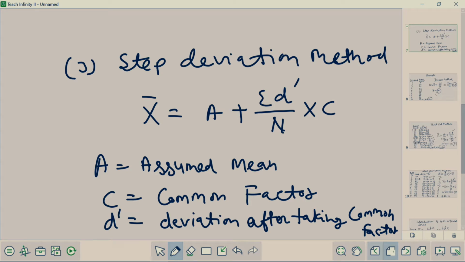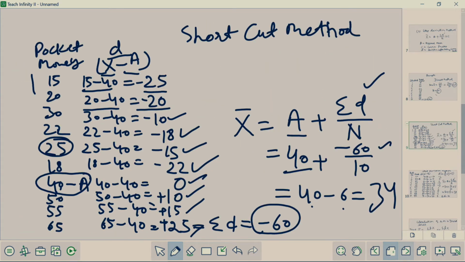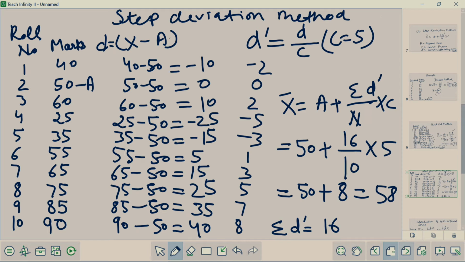X bar is equal to A plus sigma D dash divided by N into C. What is A here? A means assumed mean, C means common factor, D dash means deviations after taking common factor. So let us do this particular formula with an example. So this is the example.